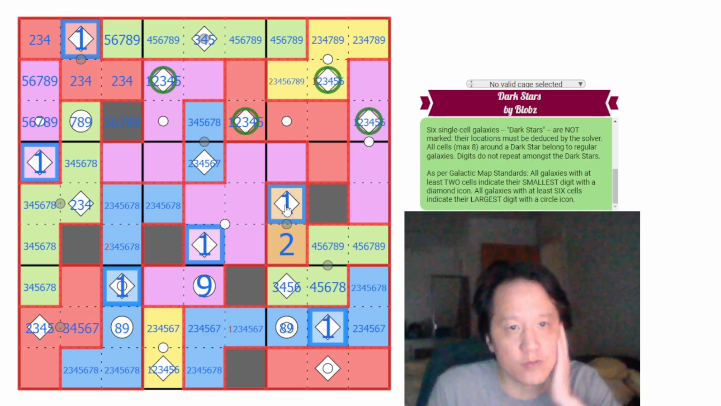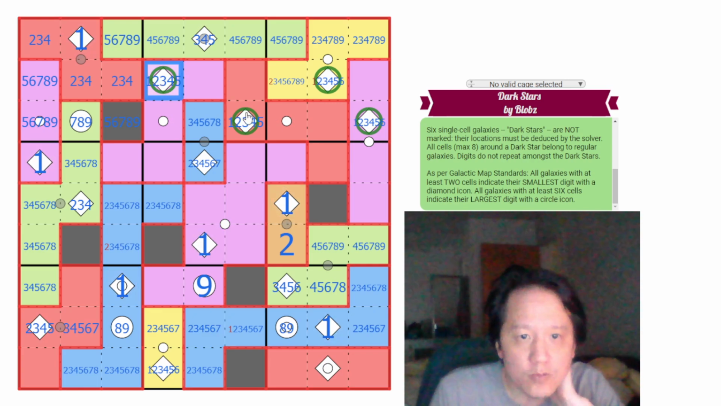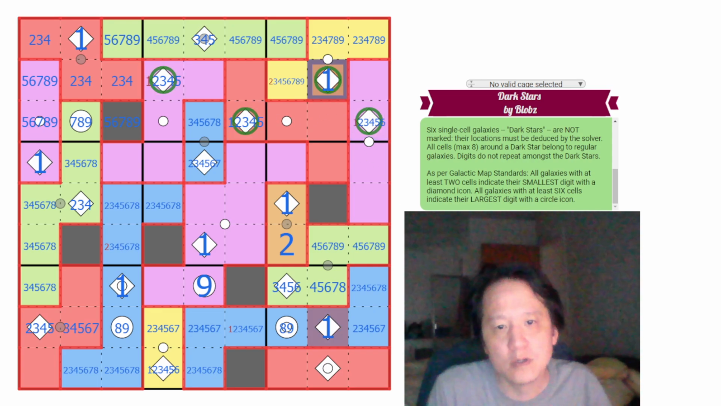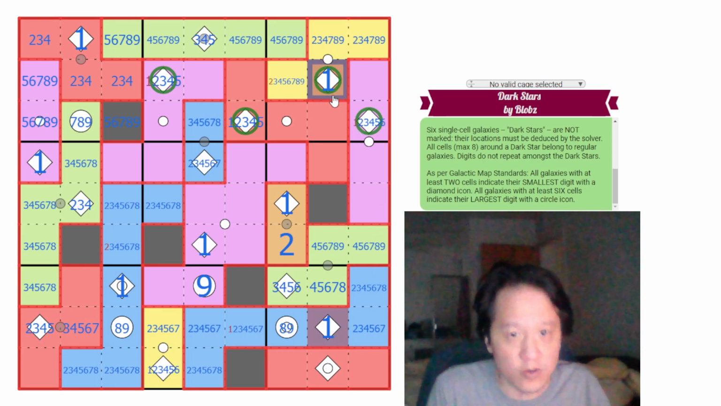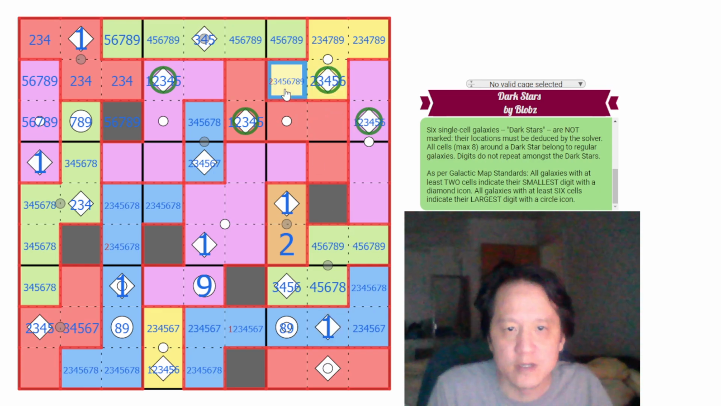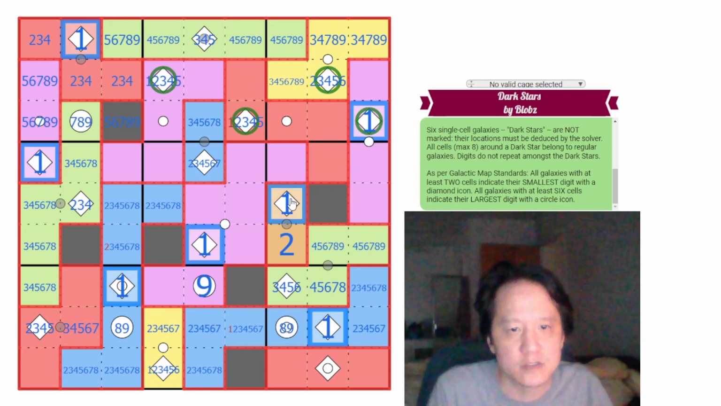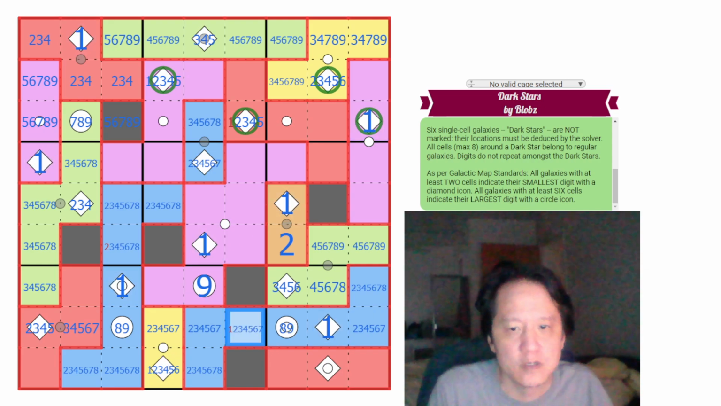Okay, where are the 1s? So 1 could still be one of those. 1 cannot be this anymore. This can't be 1. I can't type. What's going on? This can't be 1. So none of these can be 2. So this has to be the 1, because it's the smallest digit. So this is 1, this is 1, this is 1, this is 1.